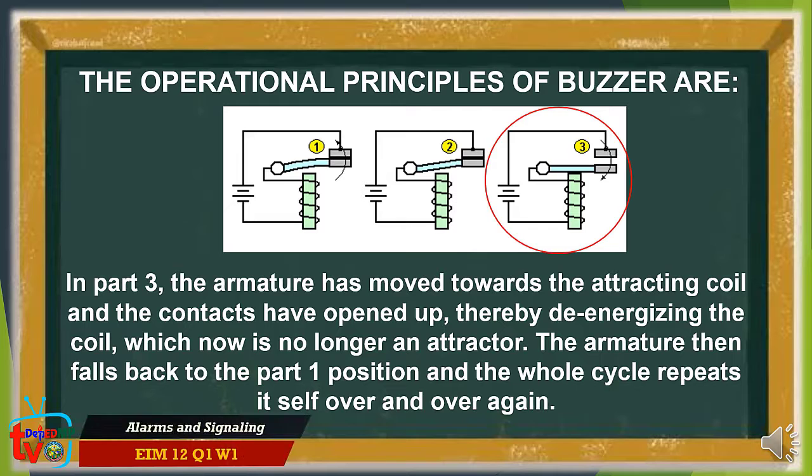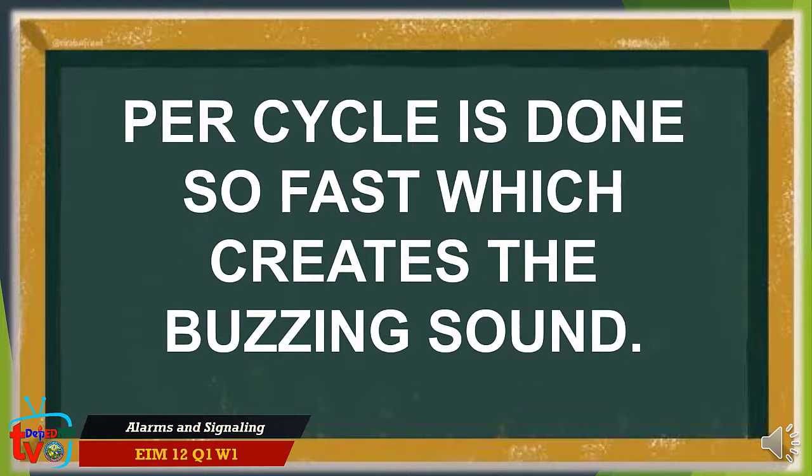In part 3, the armature has moved towards the attracting coil and the contacts have opened up, thereby de-energizing the coil, which now is no longer an attractor. The armature then falls back to the part 1 position and the whole cycle repeats itself over and over again. Each cycle is done so fast, which creates the buzzing sound.